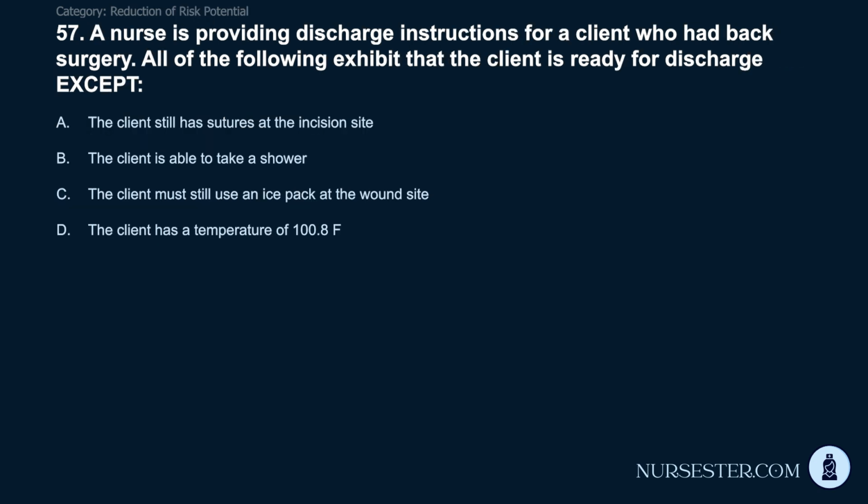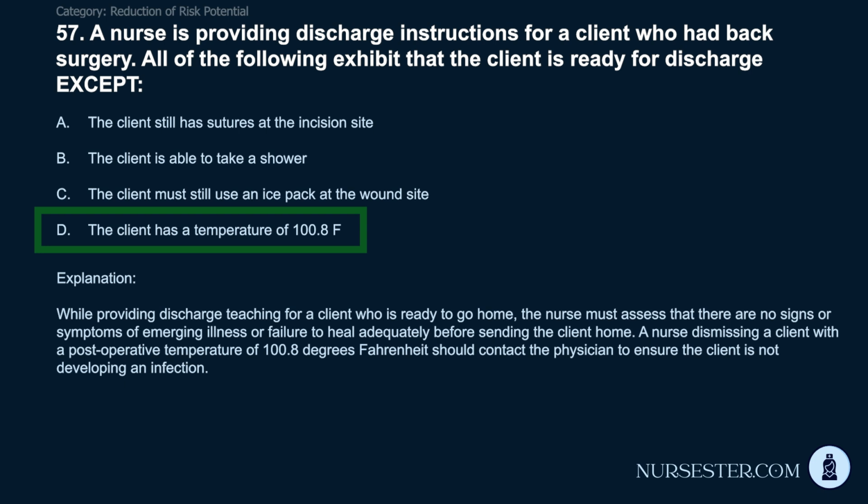57. A nurse is providing discharge instructions for a client who had back surgery. All of the following exhibit that the client is ready for discharge except: A. The client still has sutures at the incision site. B. The client is able to take a shower. C. The client must still use an ice pack at the wound site. D. The client has a temperature of 100.8 F. Correct answer: D. The client has a temperature of 100.8 F.